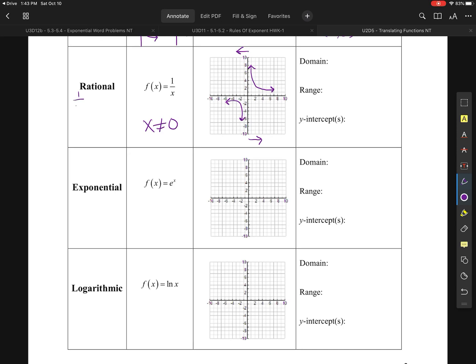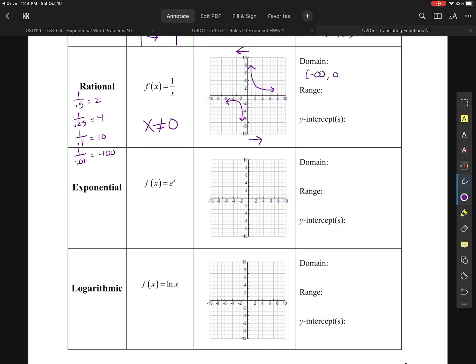Well, let's say 1 divided by 0.5 is 2. 1 divided by 0.25 is 4. 1 divided by 0.1 is 10. The smaller x gets, the larger y gets. That's why it shoots up and up and up. 1 divided by -0.01 equals -100. Right? The closer it gets to the y-axis, which is x equals 0, the larger the number is going to get. So how do we write our domain and range?